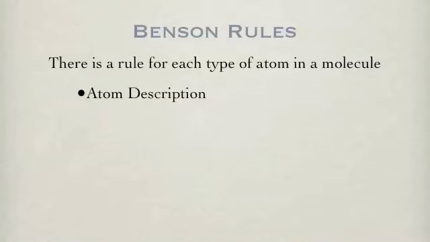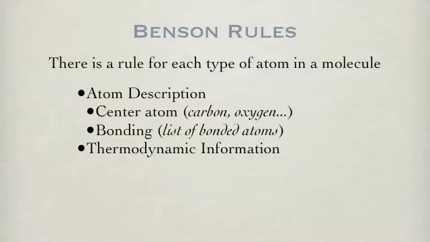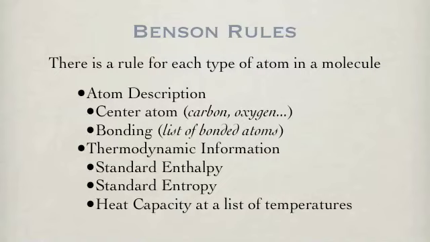Atom descriptions consist of a center atom, such as carbon or oxygen, but not hydrogen, and a list of atoms it is bonded to. Associated with each atom description is a standard enthalpy, a standard entropy, and a list of heat capacity values at a list of temperatures. The set of atom properties found within the molecule are added up to give the final estimate of the thermodynamic properties.